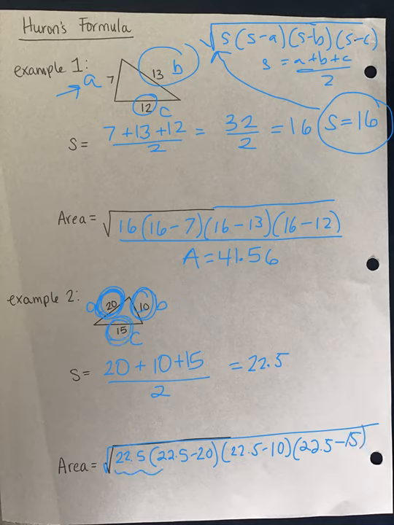Again, type all this stuff into the calculator. Once you do that, take the square root of that number, and you should get 72.61 for your area. Go ahead and take a screenshot of that one as well, please, and we'll go on to the third page.